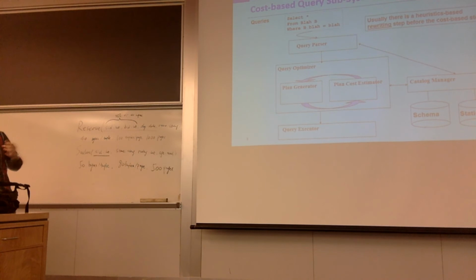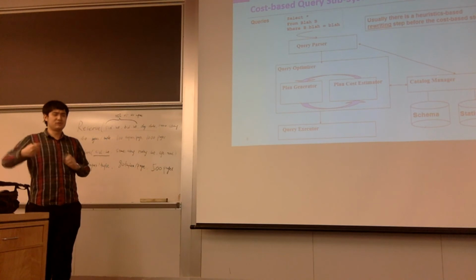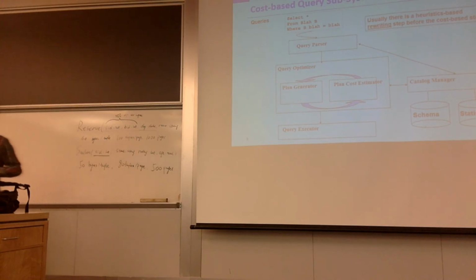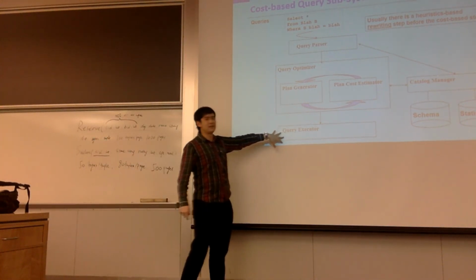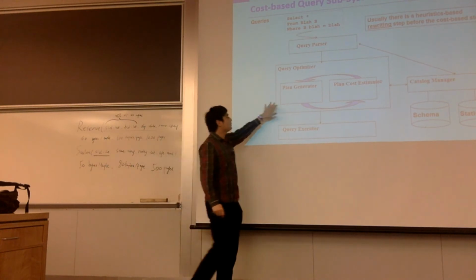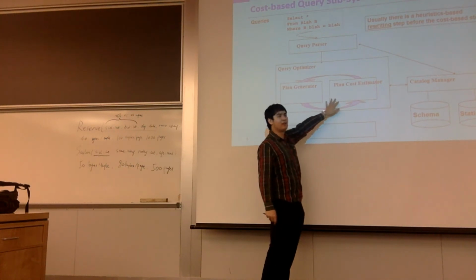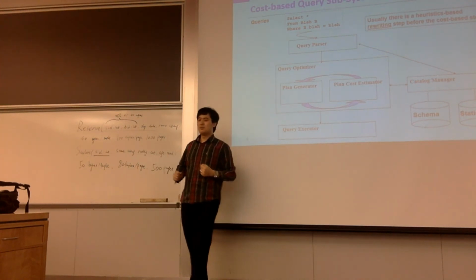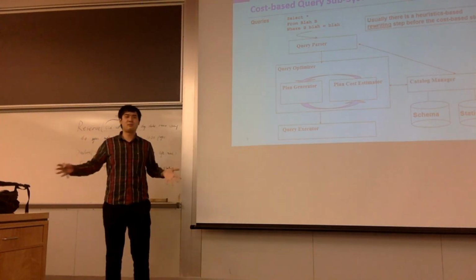Then based on that logical plan, we might need to choose which physical operator we want to use for each of the operators in your logical plan. Then you generate a physical plan, which is passed to the query executor for execution. When you are doing this plan generation, you sometimes need to invoke another component called the plan cost estimator, which estimates the cost, defined in a certain way, of executing a particular plan.